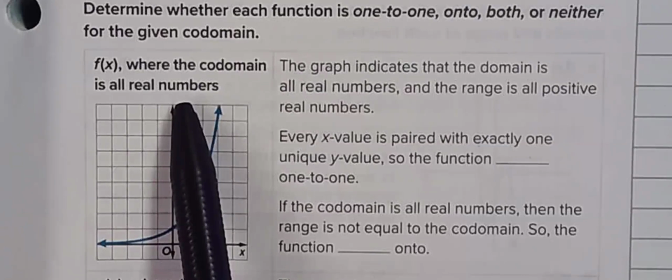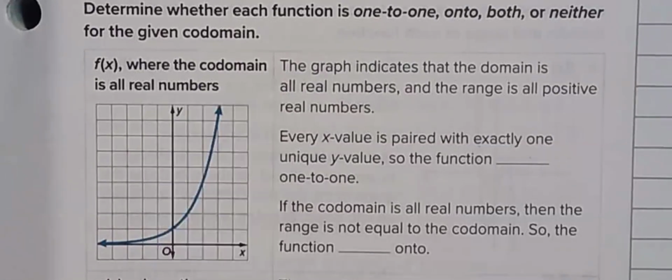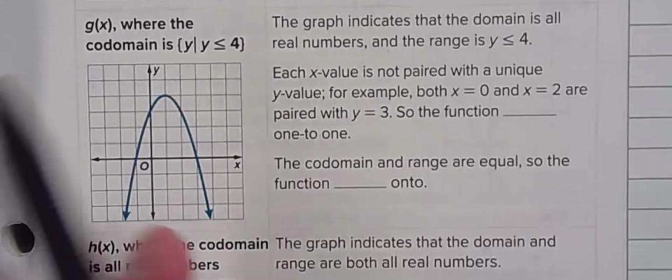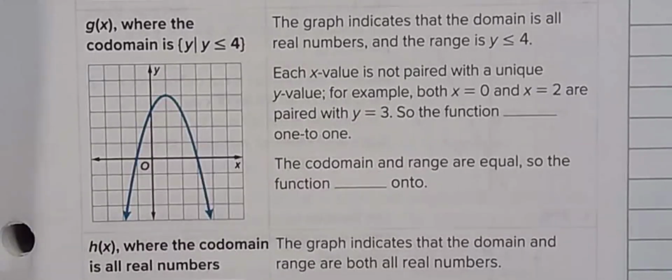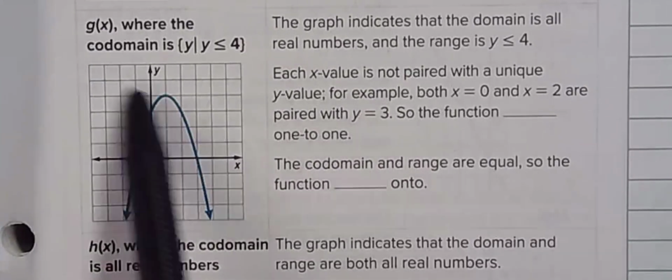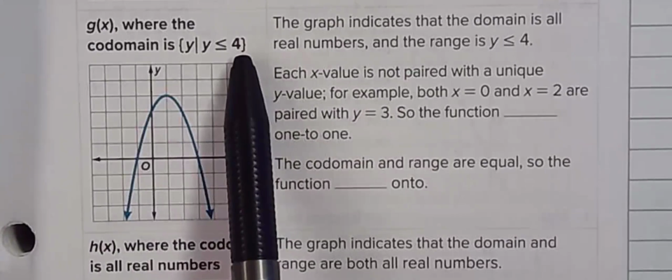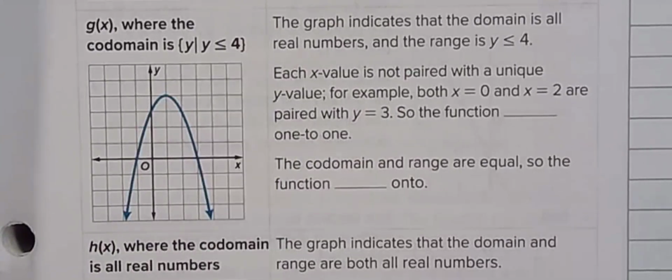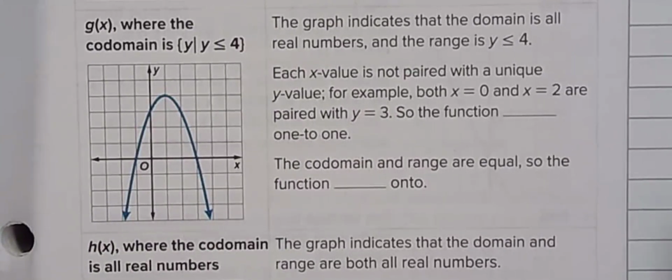It said, unless otherwise stated, assume it's all real numbers. This one says codomain is all real numbers. This one does not say that. h of x does say that. So because the codomain on g of x is a little bit wonky, we'll do that one together. I want you to do f of x and h of x on your own, and then we'll come back and do g of x together.